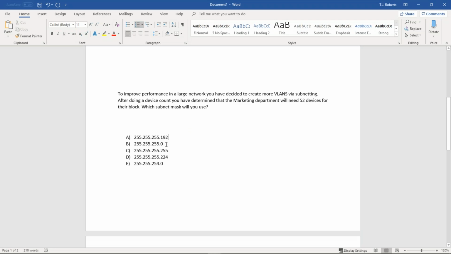This is going to give you 256 addresses, 254 hosts. This is a broadcast address, which I just showed you. It's invalid. You can't use it. You can throw this one out immediately. This is 224. This is your /27 here, so this is actually going to give you 32 addresses, with 30 hosts.